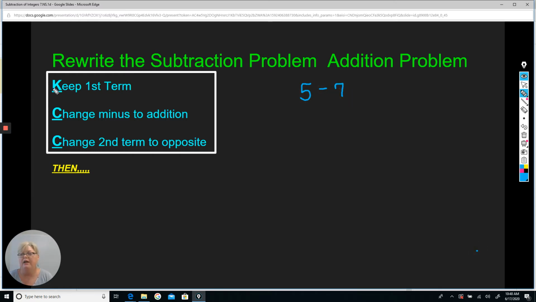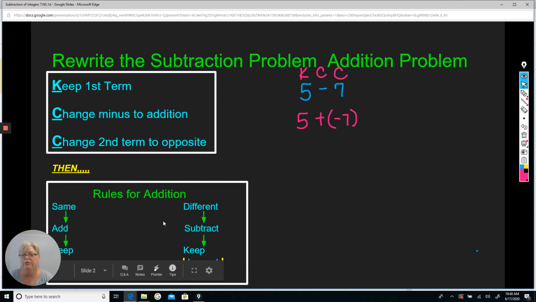So our rule was keep the first term. So keep, change, change. Keep the first term, so we're going to keep 5. We're going to change the minus to a plus sign. And we're going to change positive 7 to negative 7. Don't forget to put parentheses to separate your operation and the negative sign. And now that we've done that, we're going to have to use the rules for addition.